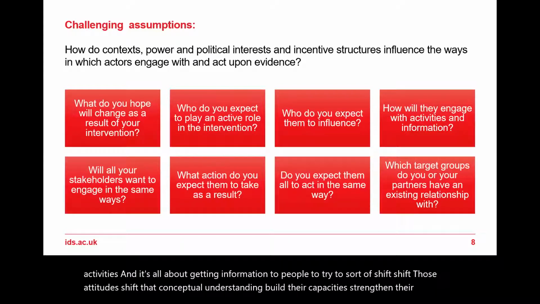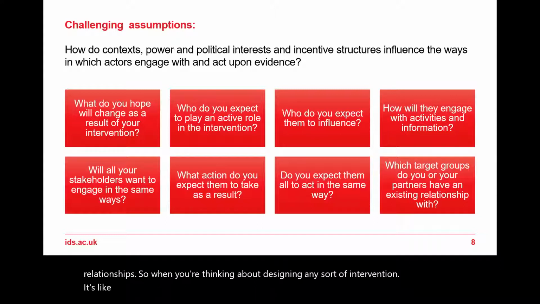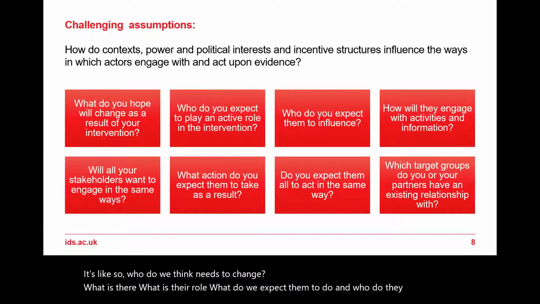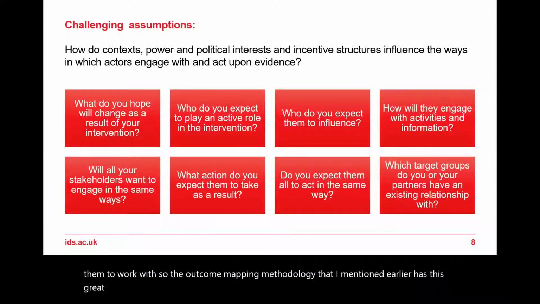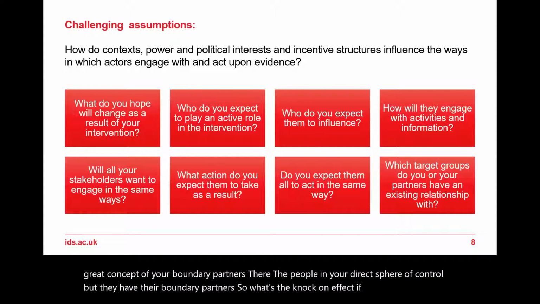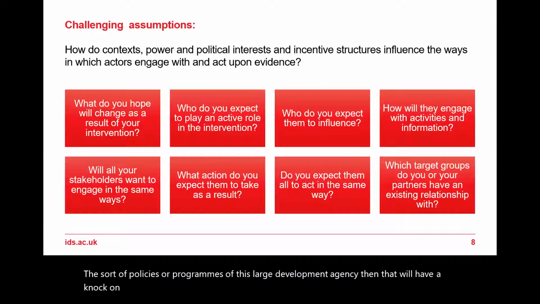So, when you're thinking about designing any sort of intervention, it's like, who do we think needs to change? What is their role? What do we expect them to do? And who do you expect them to work with? The outcome mapping methodology that I mentioned earlier has this great concept of boundary partners. They're the people in your direct sphere of control, but they have their own boundary partners. So, what's the knock-on effect if we can change the policies or programs of this large development agency? Then that will have a knock-on effect further down the line.